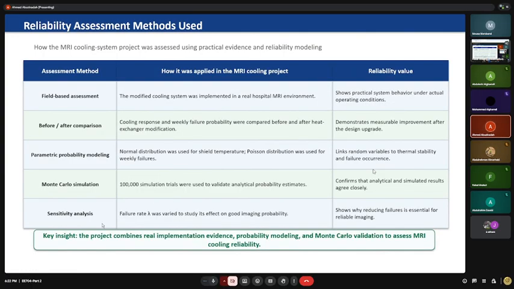Sensitivity analysis: the failure rate, which is lambda, was varied to study its effect on good image probability, as I showed in the slide before. It shows why reducing failure is essential for reliable imaging.